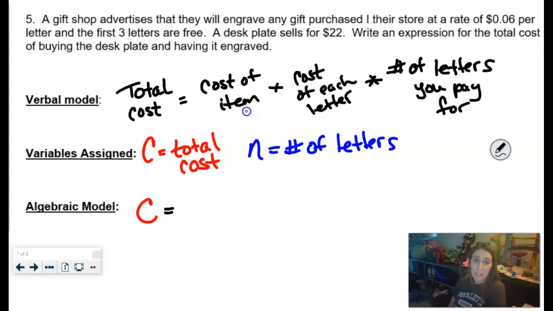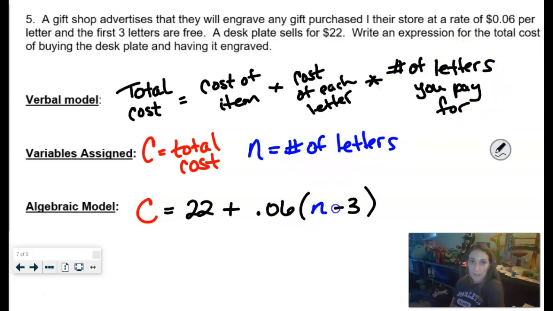Cost of the item, for me, it's $22 apparently. I guess they only sell desk plates. My bad. Cost of each letter is 6 cents. But I can't put an N here, right? Because if I want 28 letters, I don't actually pay for 28 letters. I don't get charged 6 cents for all 28 letters. I really am only paying for the number of letters you pay for, this N, but minus 3.